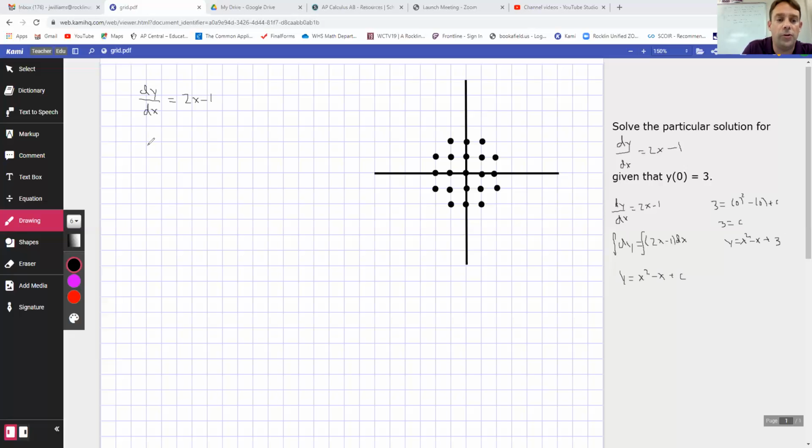Now, slope fields are really nothing more than a whole bunch of points where you're going to be plugging them in for this particular derivative, and you end up with some sort of value. So let me show you what I'm talking about here, and let's see if you guys can actually see what we're looking at here.